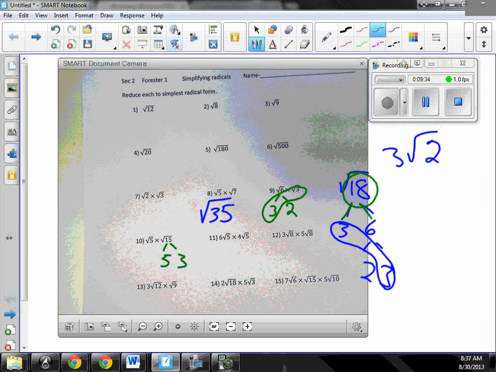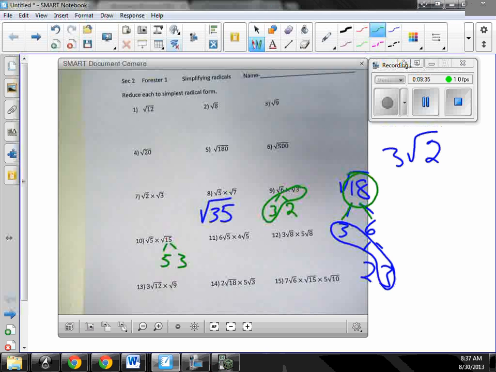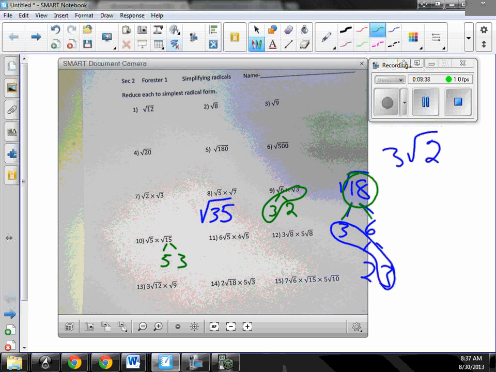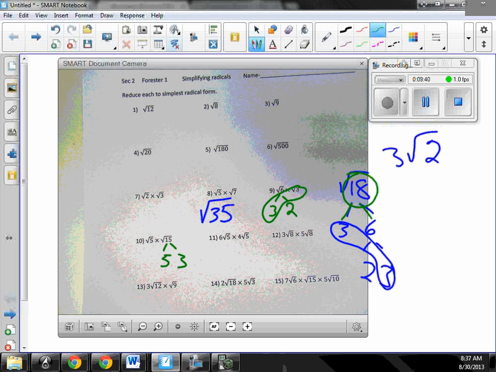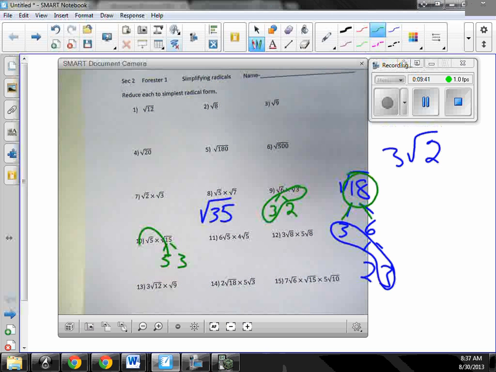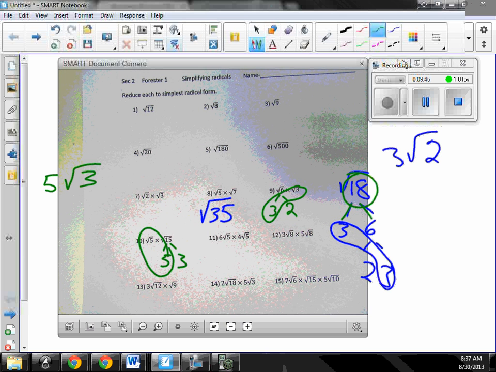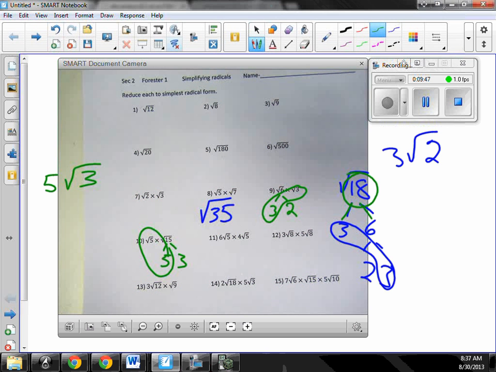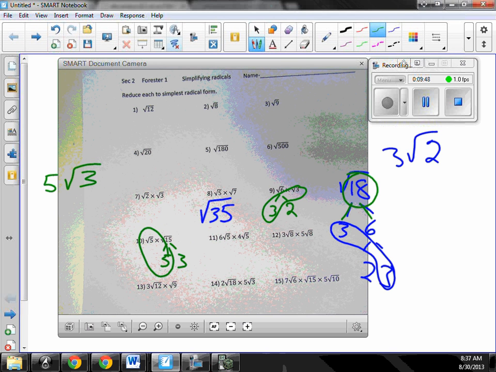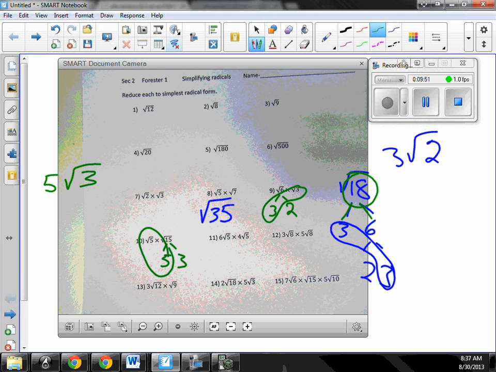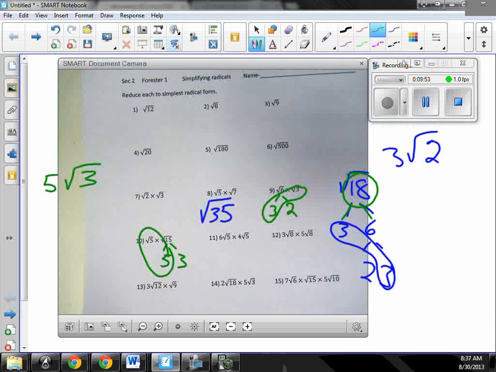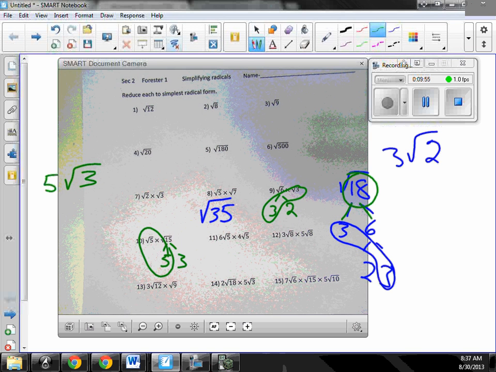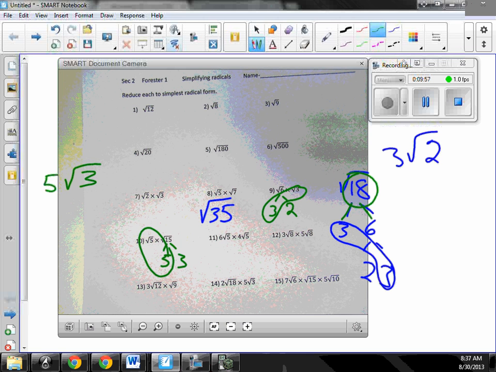5 and 3, I have a set of 5's, so I get 5 square root of 3. Is this making sense? Okay. What about number 11?